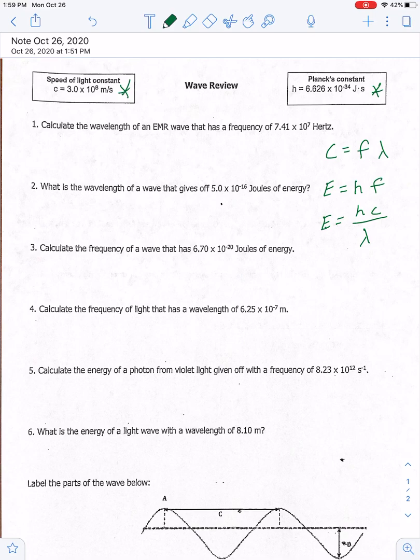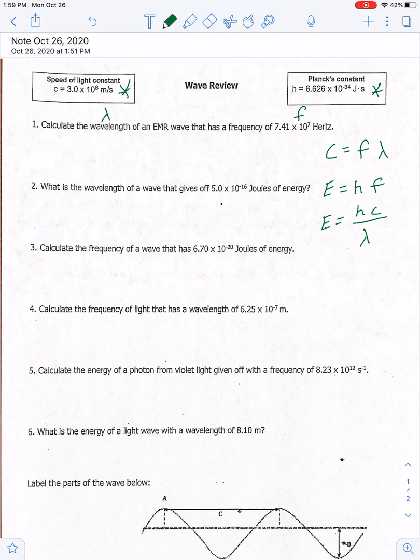So number one, we want to calculate the wavelength of an EMR wave that has a frequency of 7.41 times 10 to the 7th hertz. Okay, so what I do is I like to label what I'm given and what they're asking for. So they gave me frequency, so I'm going to label that as F. And we're looking for wavelength. Wavelength is characterized by this upside down Y called lambda.